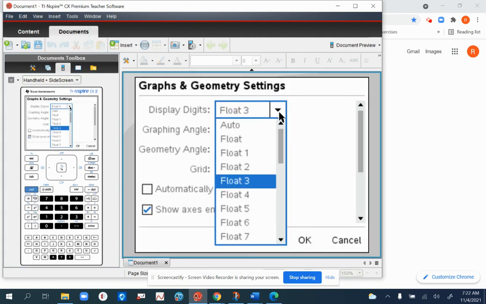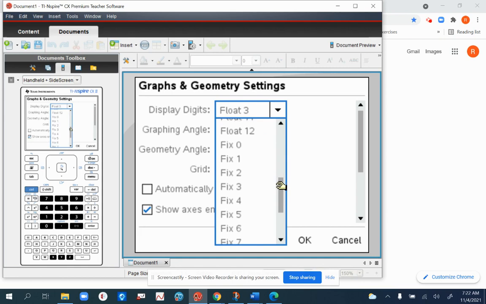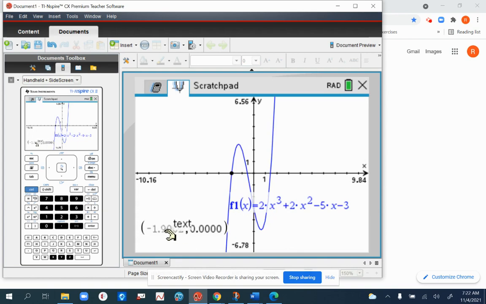At the moment, I'm on float 3. So if I wanted, for example, to round to, let's go for 4 decimal places, I would go for fix 4. So float 3 has given me 3 significant figures. Fix 4 is going to give me 4 decimal places. So let's see how that alters it. There we go. I've now got 4 decimal places. So you can change that as well.